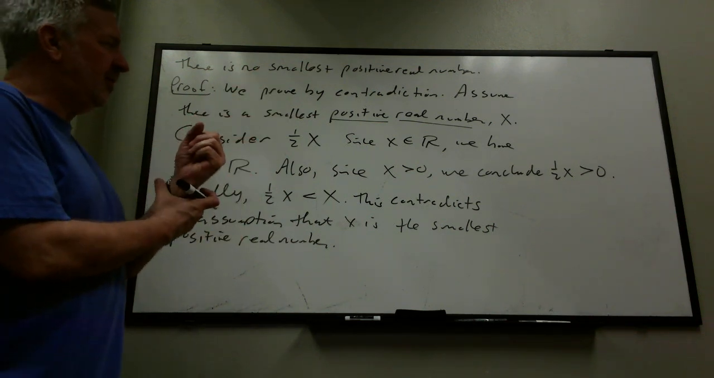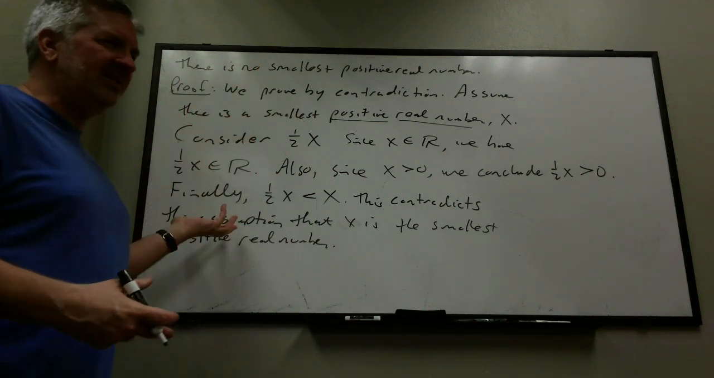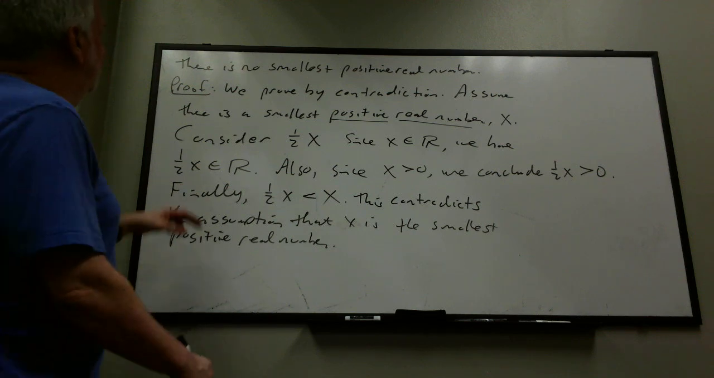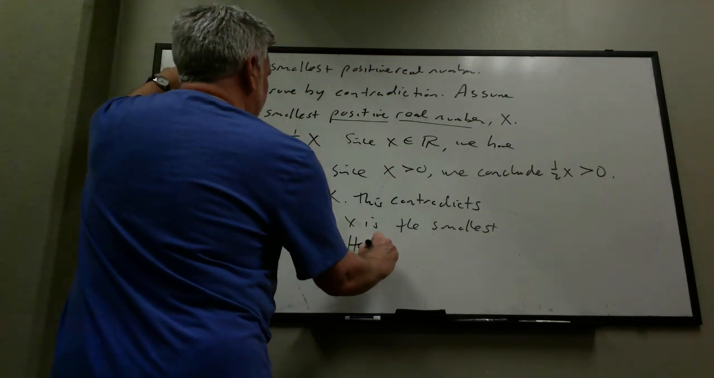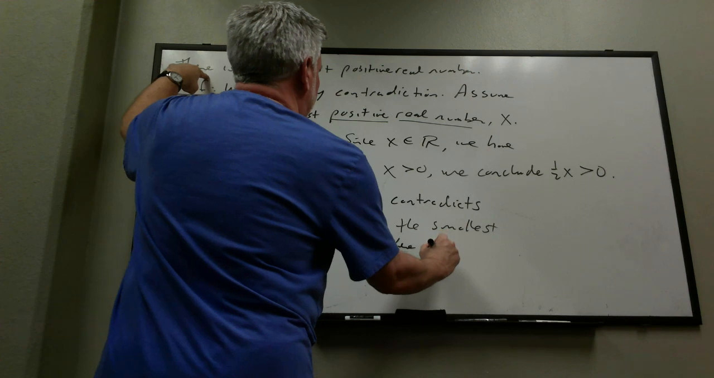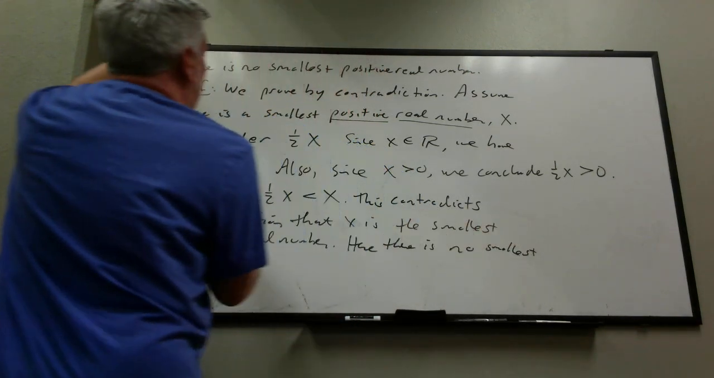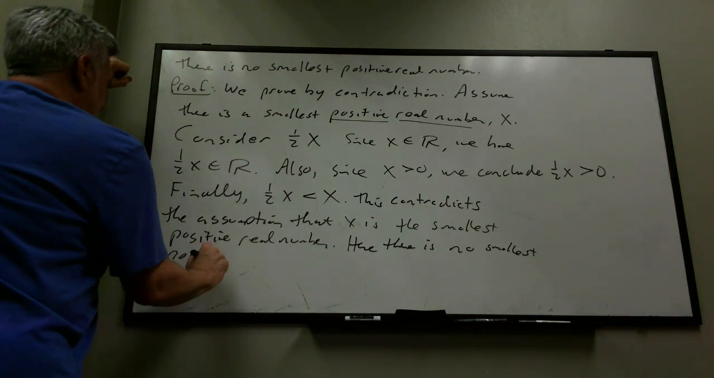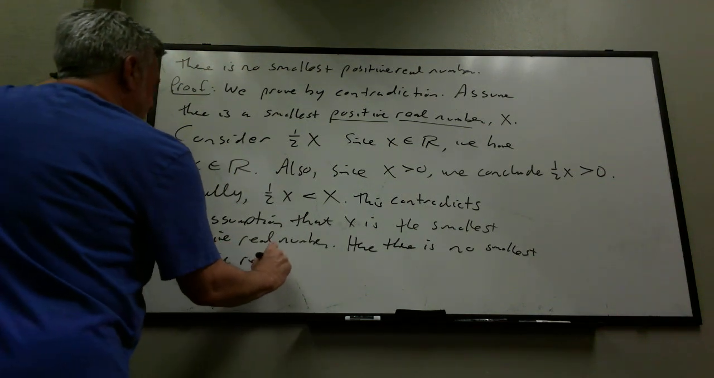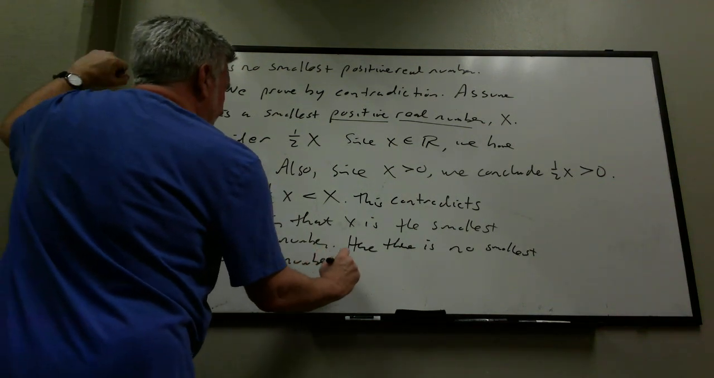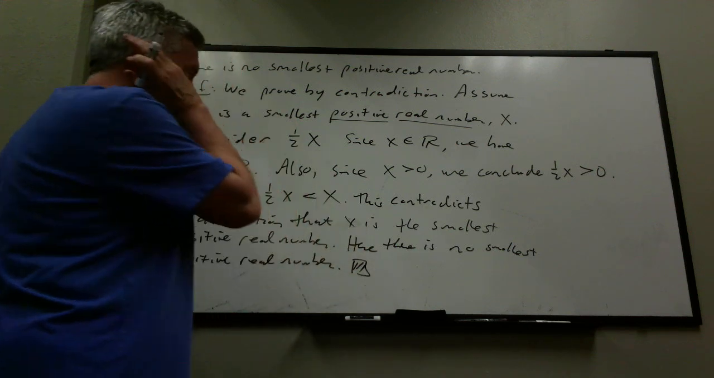And just like we did with contrapositive and with cases, you really should write a conclusion. Hence, there is no smallest, I'm just restating that there is no smallest positive real number. And there's the end of our proof.